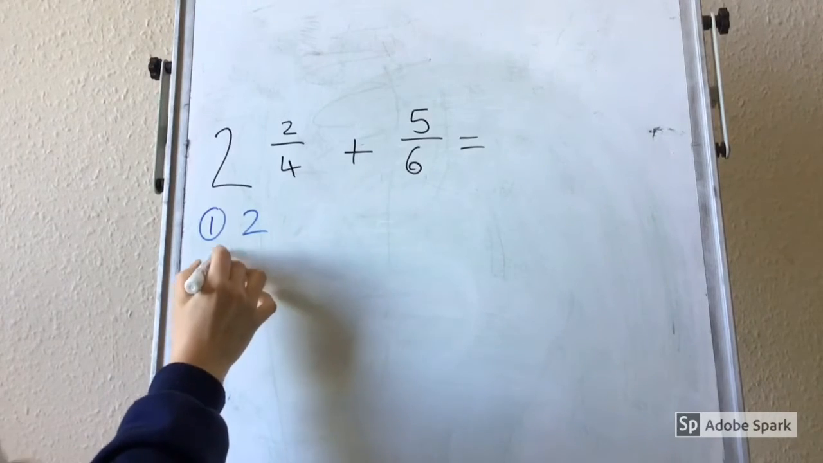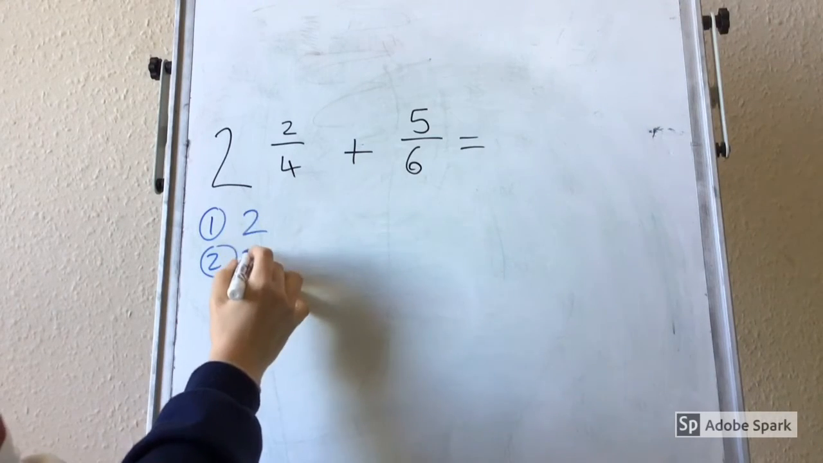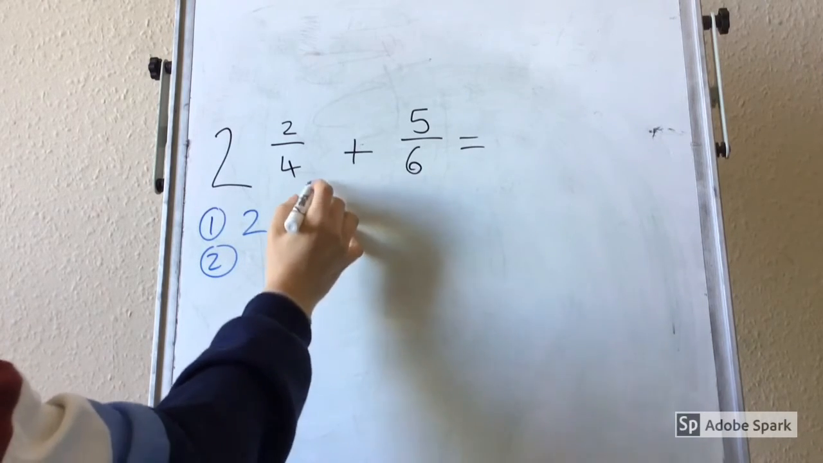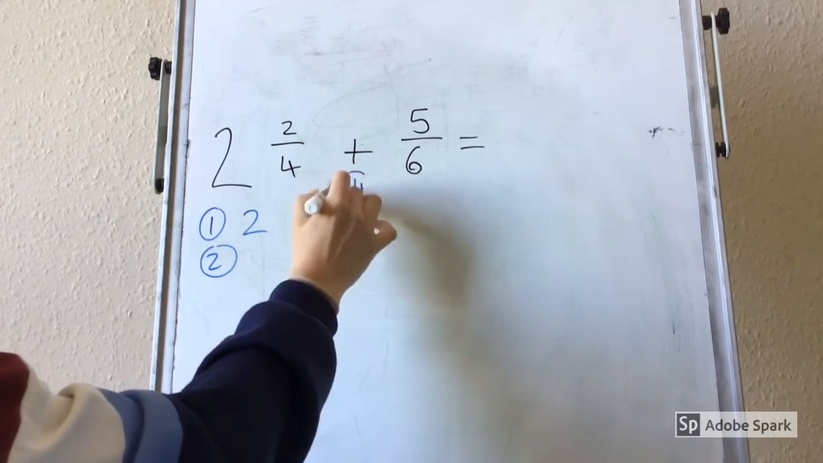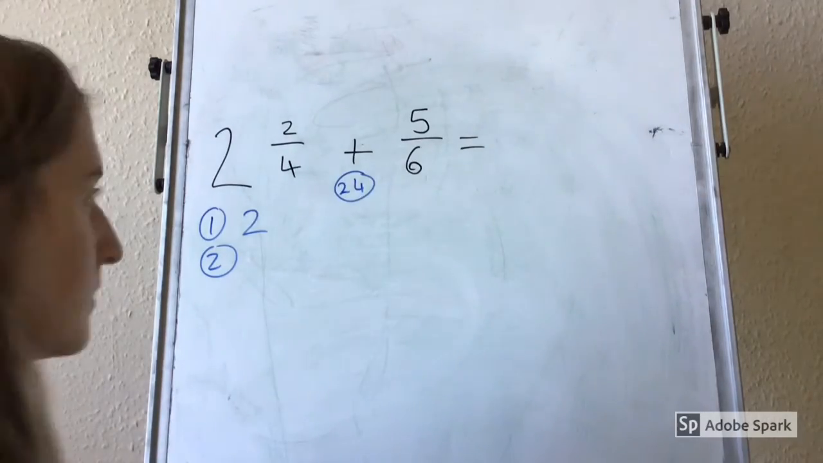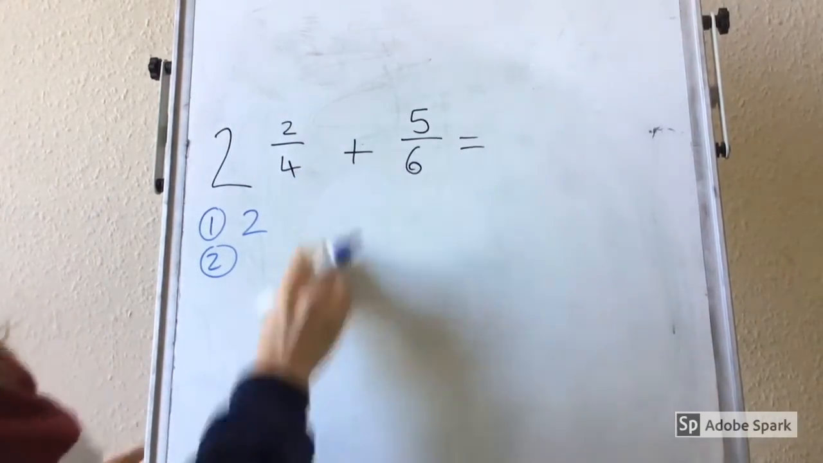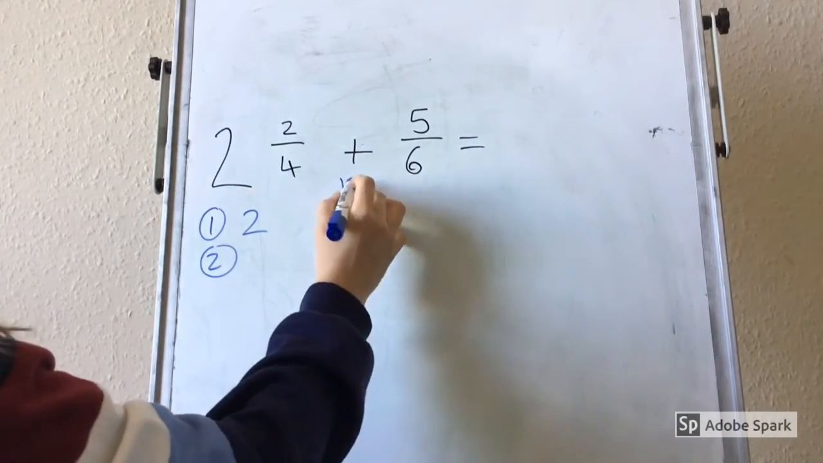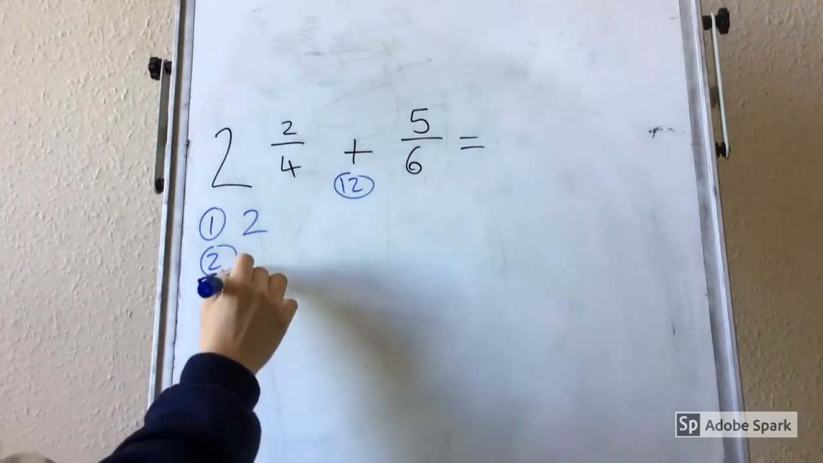So for method 1, I've only got one whole number, so I've just got a 2 and I don't need to add anything. Adding my fractions, I need to find a common denominator between 4 and 6. I could do 4 times 6, which is 24, however there is a lower common denominator, which is 12. And as this is my lowest common multiple, this is the denominator I'm going to use.